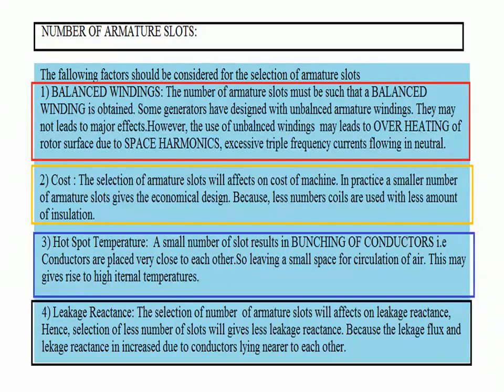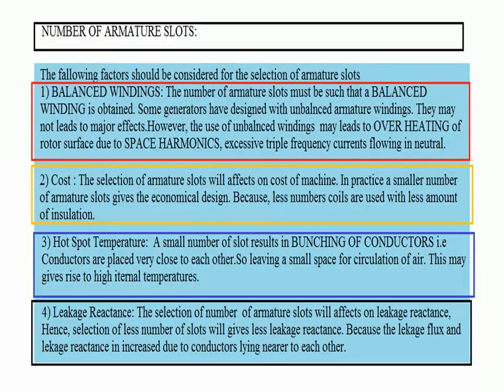Otherwise, in some cases, some generators have also been designed with unbalanced armature winding. It does not create so much ill effect on the performance. Hence, it may also be used, but the use of unbalanced winding results in overheating of the rotor surface due to space harmonics, or excessive triple frequency currents flowing through the neutral. You remember, the choice of armature slots results in a balanced winding. Point number 1. Point number 2, cost.